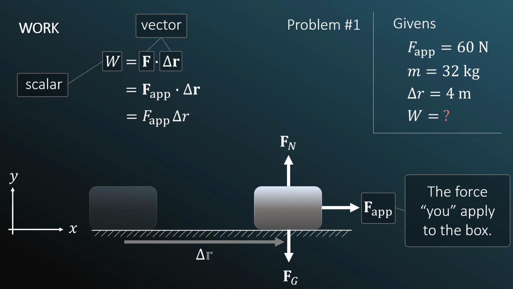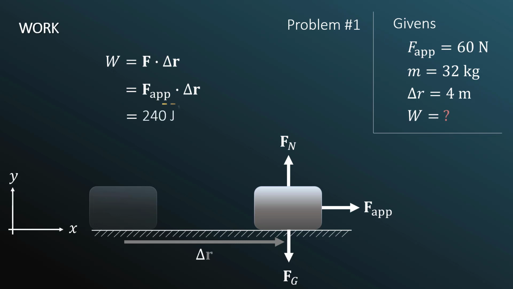And now we simply plug in our values, 60 newtons, 4 meters, and we get a value of 240 joules. And this is our answer.